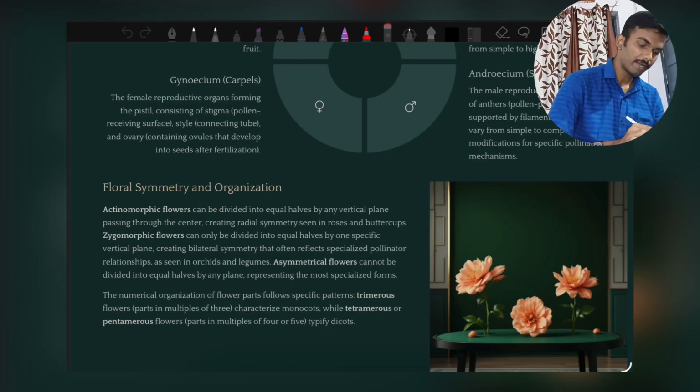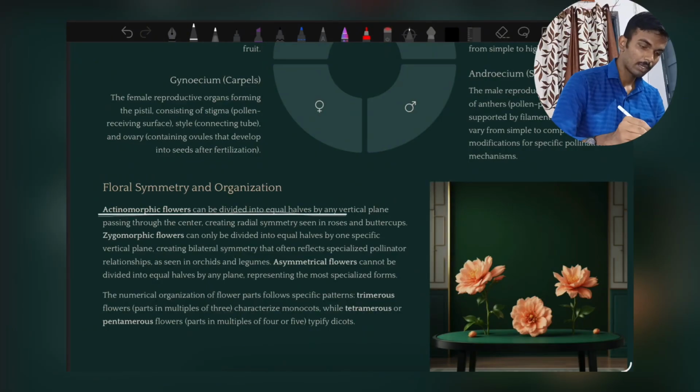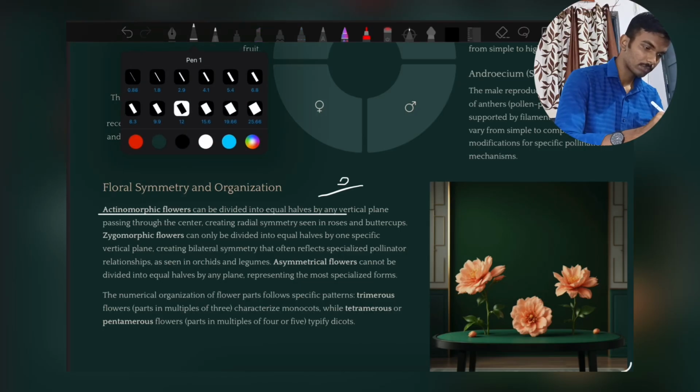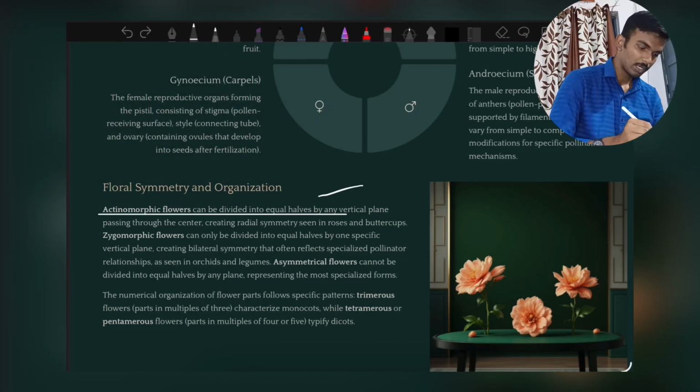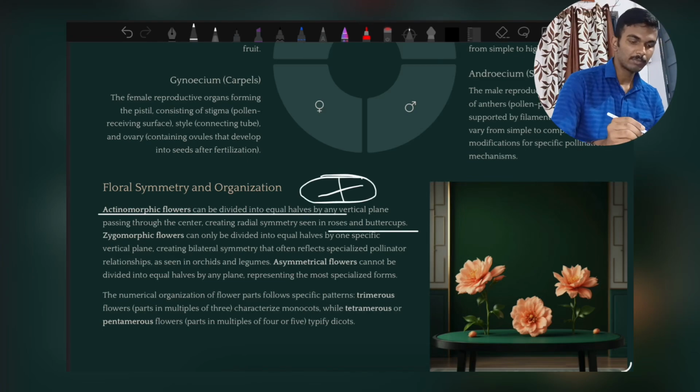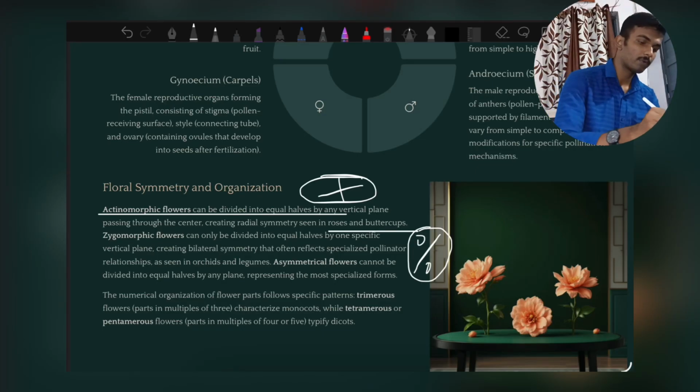Actinomorphic flowers divide into two equal halves in passing through the center, creating radial symmetry seen in rose and buttercups. Represented by a plus in the floral diagram, and zygomorphic is represented by a division sign in the floral diagram.